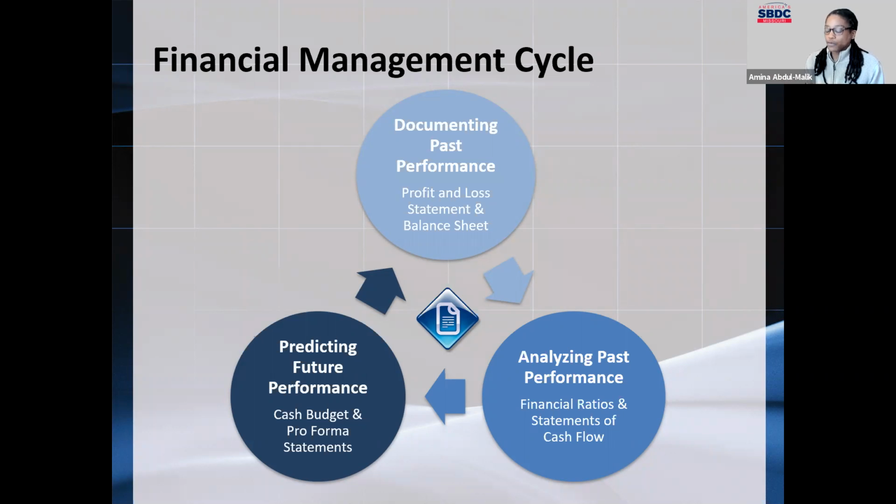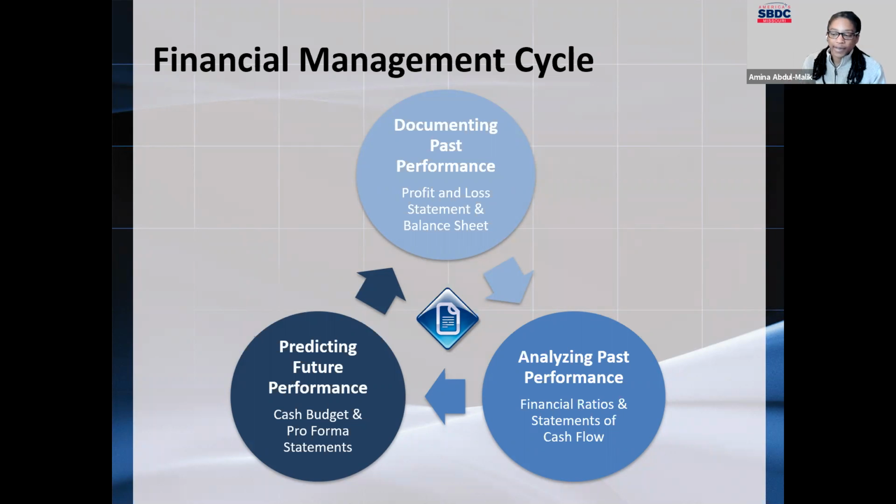If you have already been making sales or revenue, you can start by documenting your past performance. Documenting your past performance means putting all of that financial information together and creating those profit and loss statements and balance sheets. Then, after you have documented your past performance, you can analyze it, taking the information from the profit and loss statement and the balance sheet and using it to calculate your financial ratios, as well as your cash flow statement.